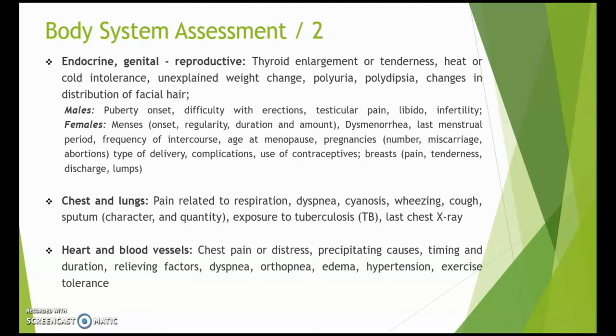All right, let's continue with the second part. We're focusing on the endocrine and genital reproductive system: thyroid enlargement or tenderness, heat or cold intolerance, unexplained weight change, polyuria, which is the production of an abnormally large amount of urine. And keep in mind that this is one symptom of diabetes, and related to this, polydipsia, which is constant excessive drinking as a result of thirst, of course, and changes again in distribution of facial hair. Now, there are some basic differences between males and females.